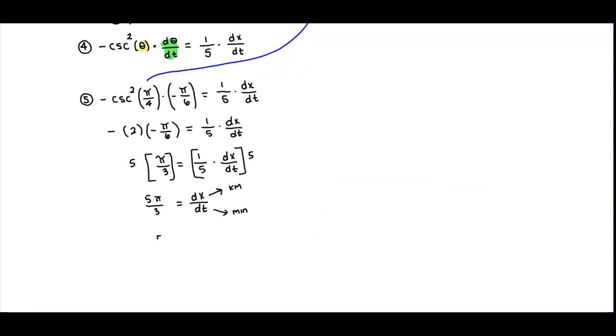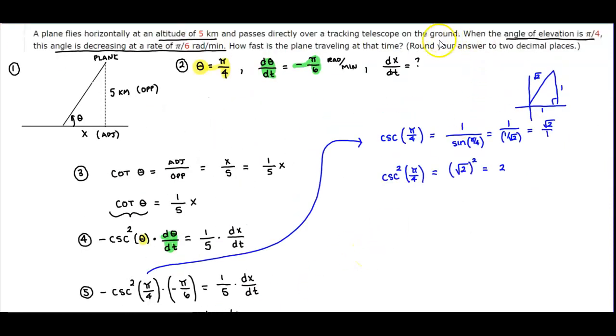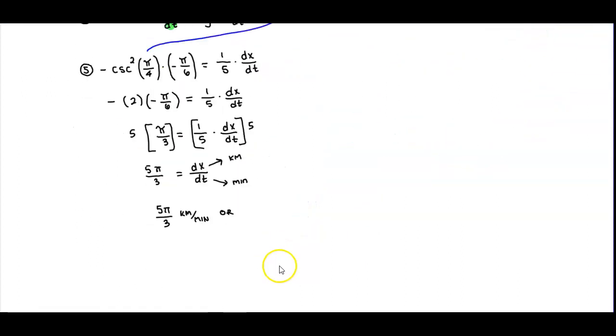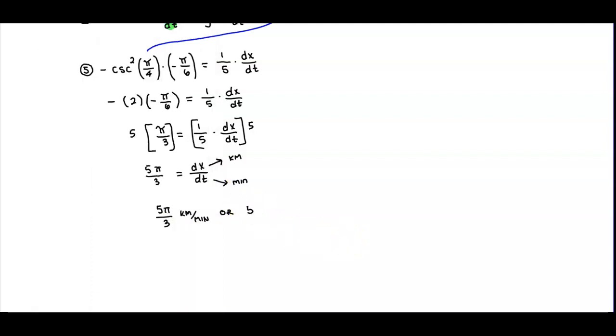So that means we have 5 pi over 3 kilometers per minute. Or if we wanted to simplify this a little further, we would do the following, because it's asking us to round our answer to 2 decimal places. So we would take 5 pi, divide that by 3, and rounding that to 2 decimal places gives us 5.24. So we would say 5.24 kilometers per minute.